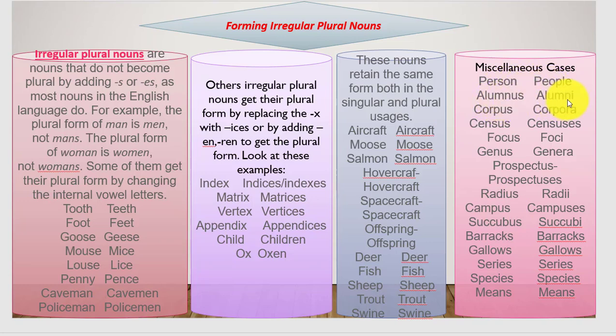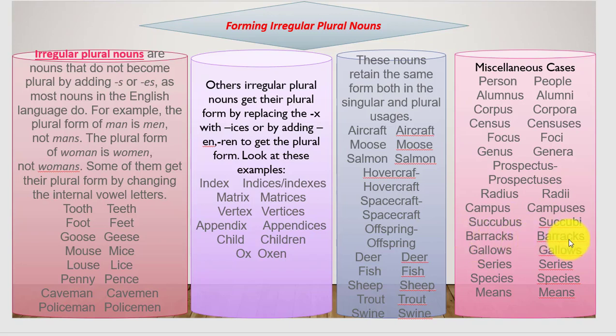Illuminatus, illuminati. Corpus, corpora. Census, censuses. So these are miscellaneous cases. Focus, foci. Genus, genera. Prospectus, prospectuses. Radius, radii. Campus, campuses. Succubus, succubi.